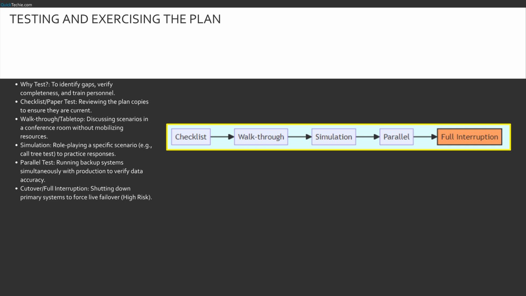A plan that isn't tested is guaranteed to fail. We use a graduated approach to testing, often called exercising. We start simple with a checklist review. Do we have the manual? Then a tabletop or walkthrough: executives sit in a room and talk through a disaster scenario.